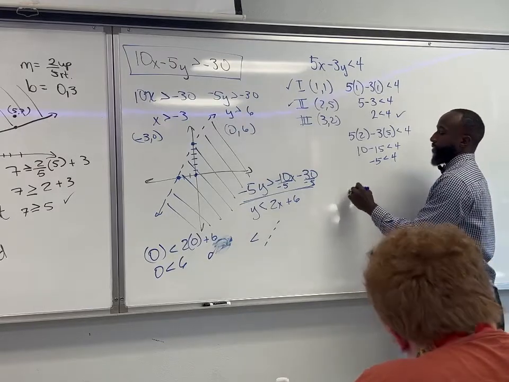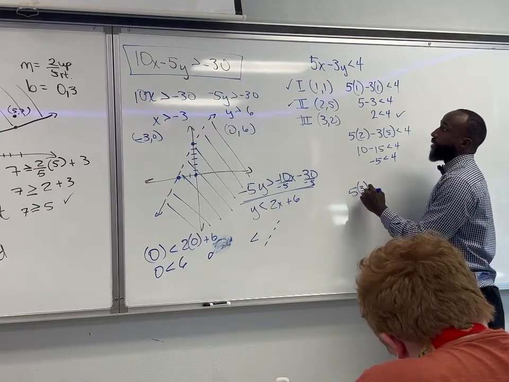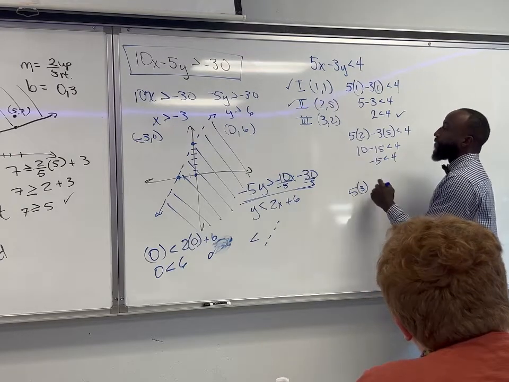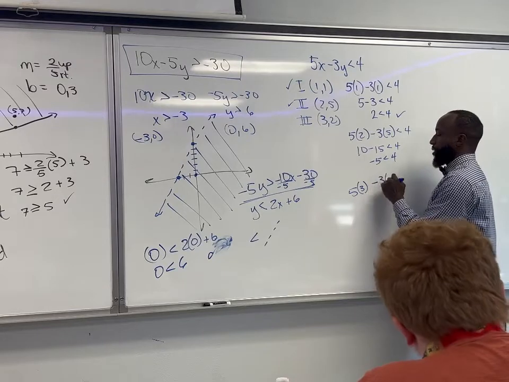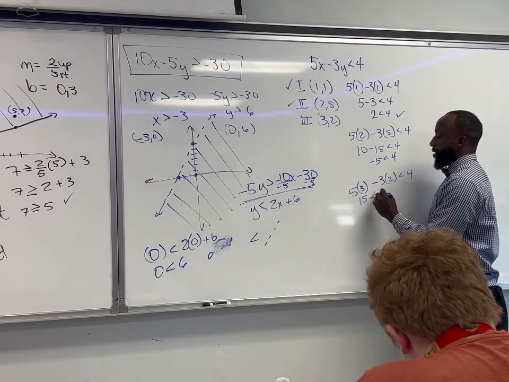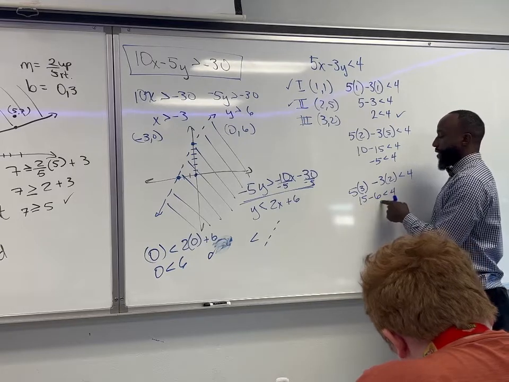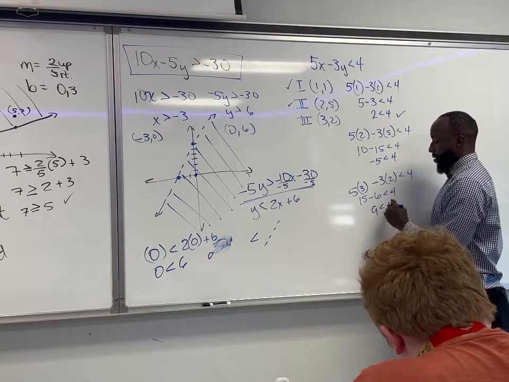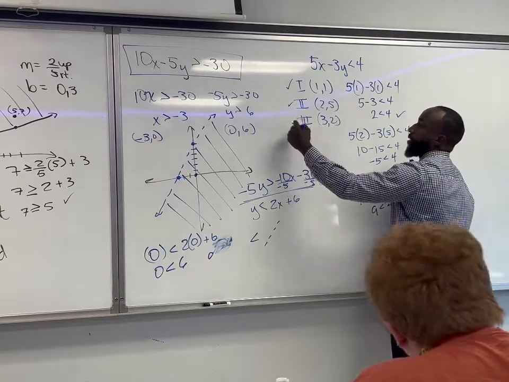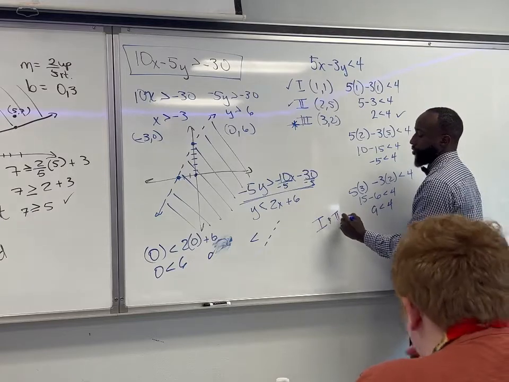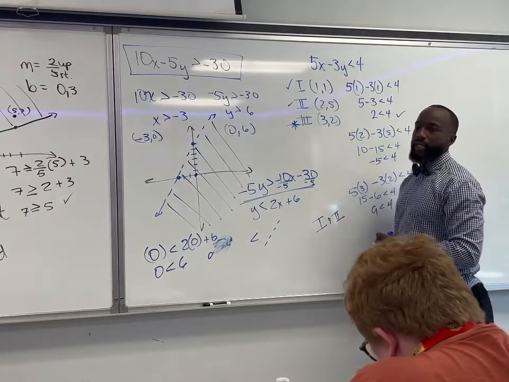All right. Let's look at the last one. That's going to be 5 times 3 minus 3 times 2 is less than 4. 5 times 3 is 15 minus 6. 15 minus 6 is 9. Is 9 less than 4? No. Right? So then the solution would be 1, 1 and 2, 5. That would be the answer.